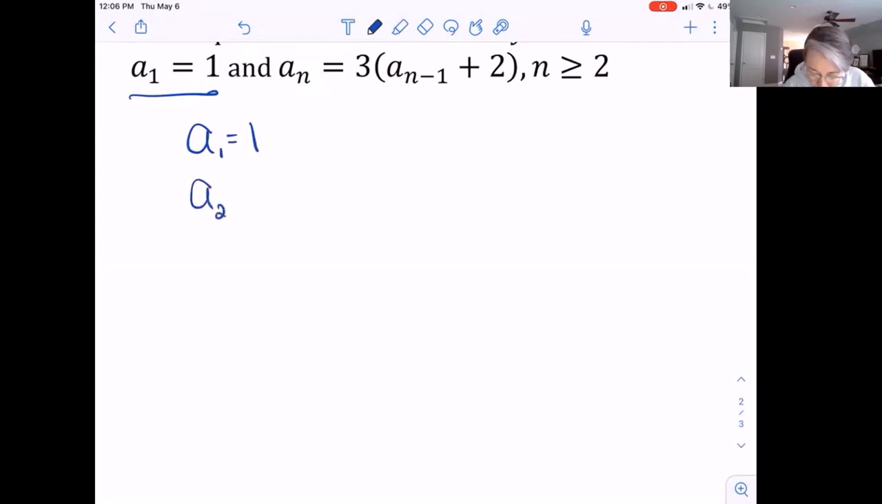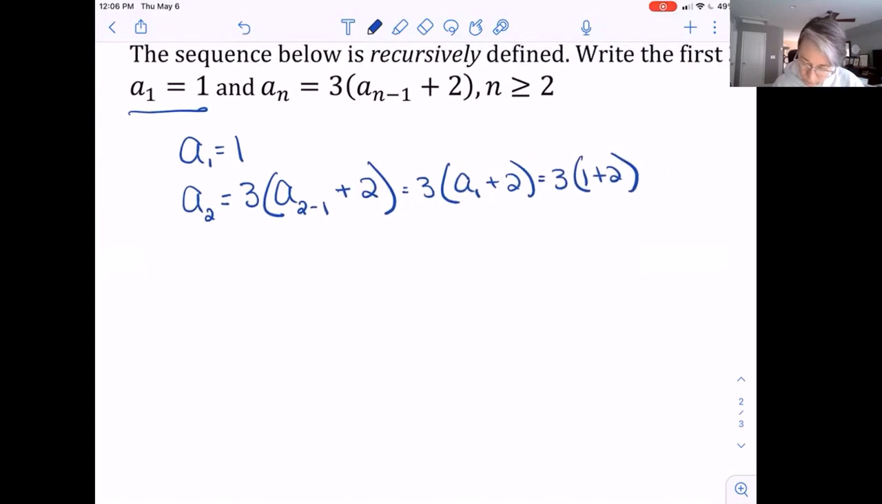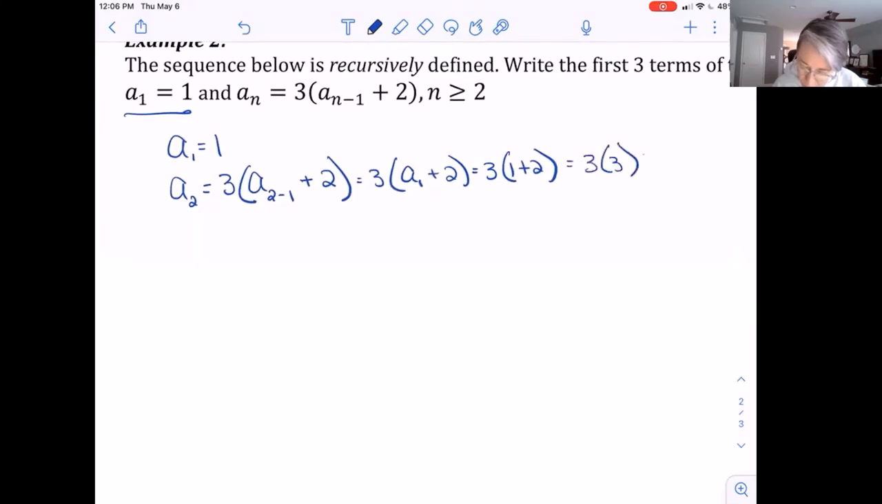To find A sub 2, we would have 3 times, so notice you could plug in that 2 for your n, A sub n minus 1 plus 2, which means 3 times A sub 1 plus 2. A sub 1 is 1. So we get 3 times 1 plus 2. We get 3 times 3, which gives us 9. So again, this n minus 1 just means the term before it.